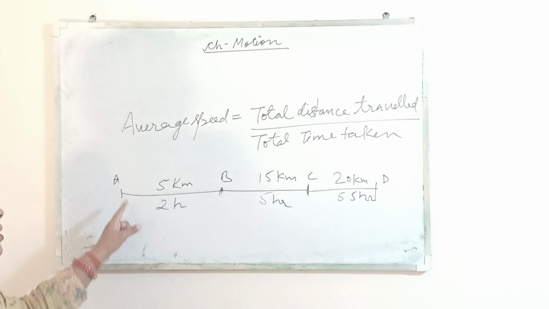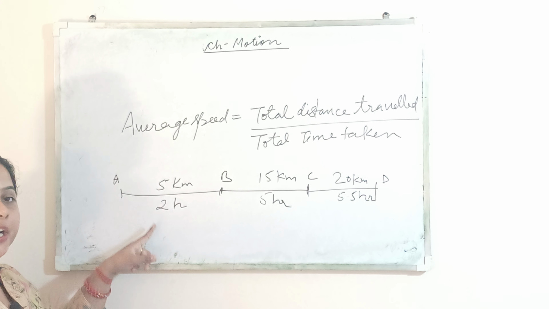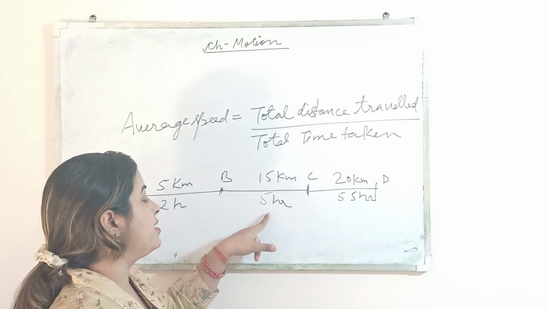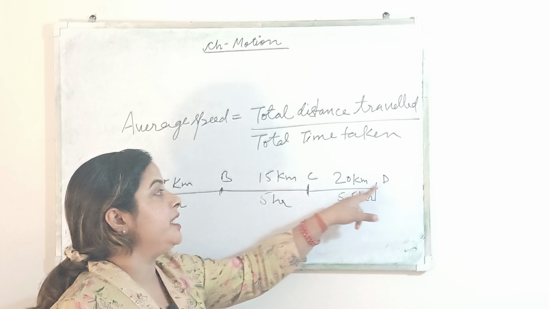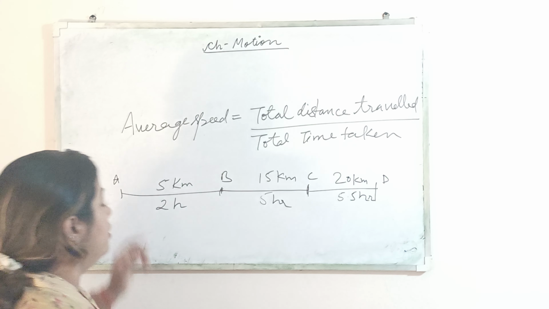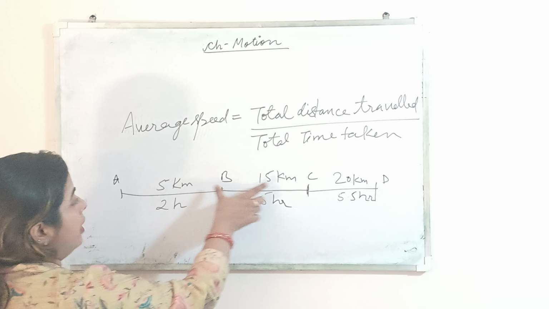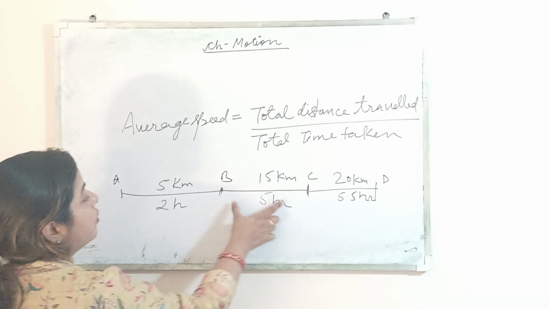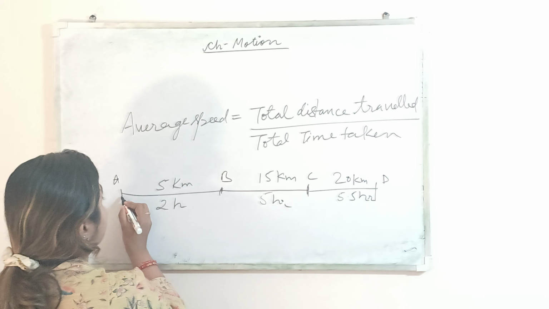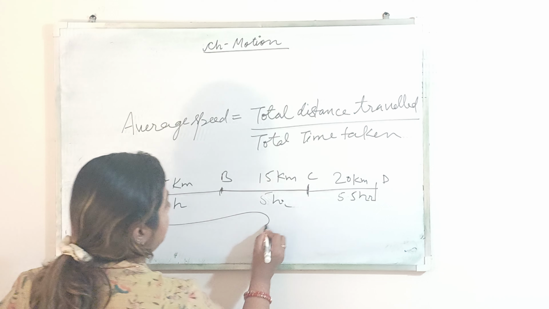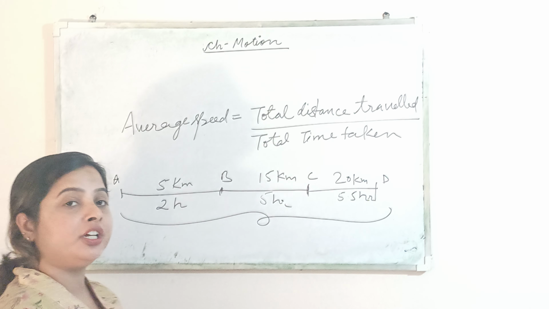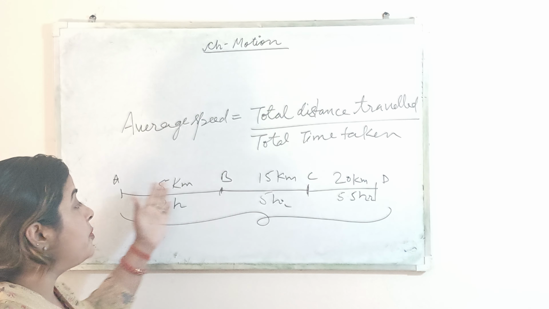Now, A to B is a 5 kilometer distance you covered in 2 hours. Then B to C is a 15 kilometer distance you cover in 5 hours. And C to D is 20 kilometers you covered in 5.5 hours. So what is happening? You are covering unequal distances in unequal intervals of time. In that case, if I ask you what is the speed of the object throughout the journey, will the speed remain constant? No.